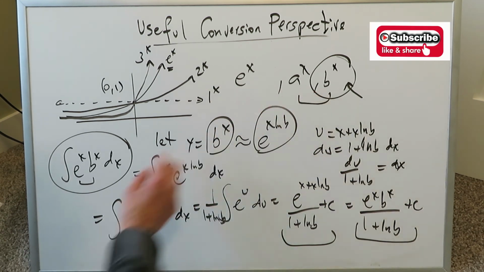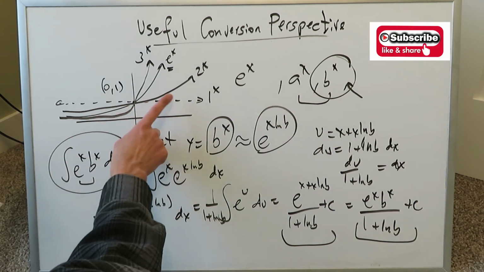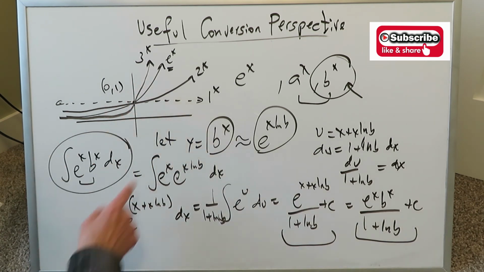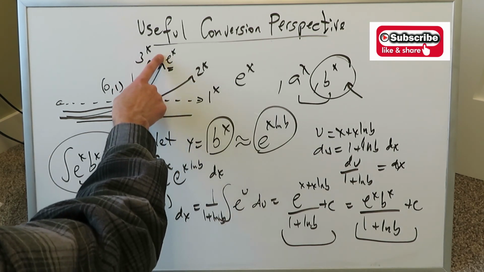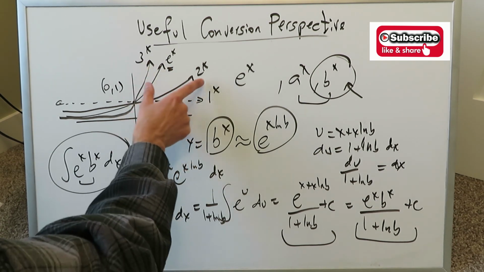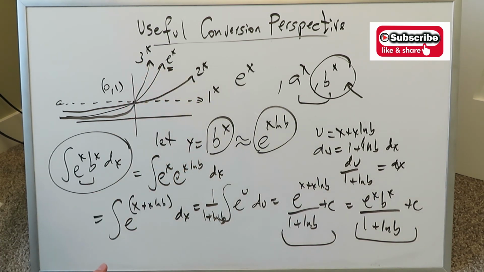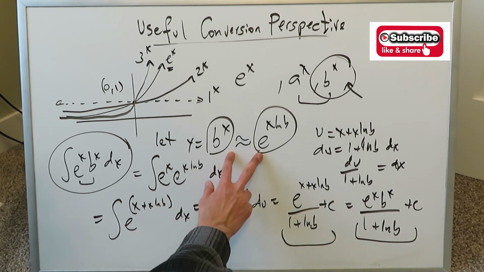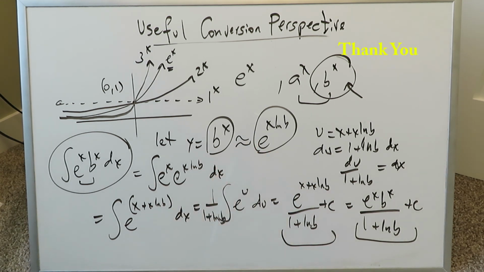But always remember, a power function can easily be converted into an exponential function because at the end they are indeed exponential functions, as this graph shows right over here. These are all exponential functions. Remember, e right here is just 2.71828 to the power of x. No different than these, except you have a different numerical base. Keep this conversion perspective right here in mind, and it could very well benefit you down the road.